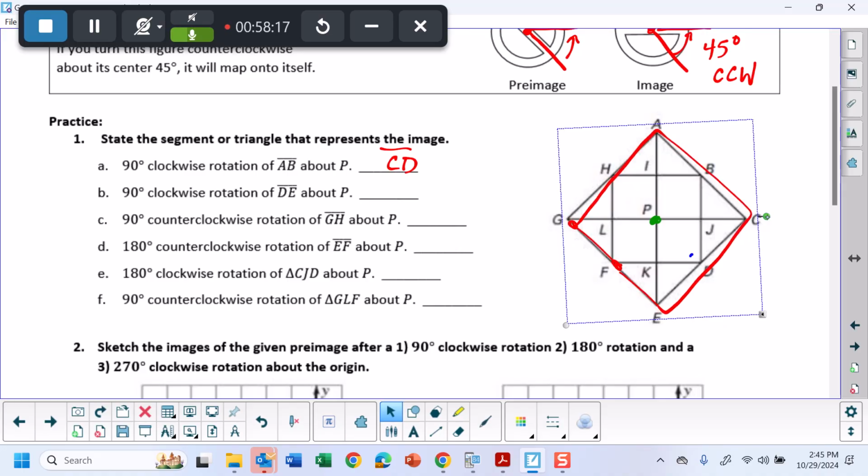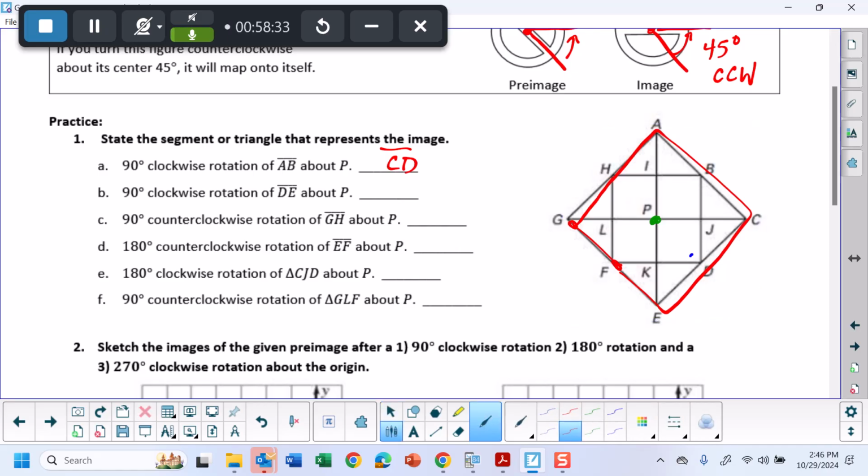So if one partner spins and one partner keeps their paper the same, you can be like, oh, DE is gonna end up where FG is. Do you see it when it rotates and spins? So that clockwise rotation of DE ends up where F and G are now. Are you with me on that?